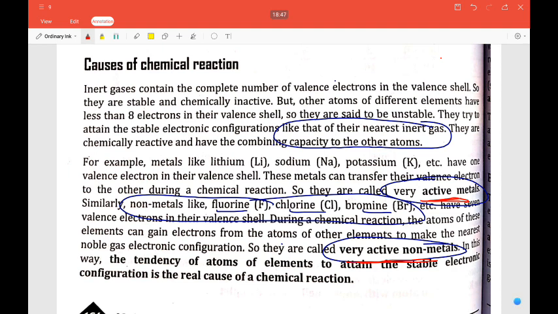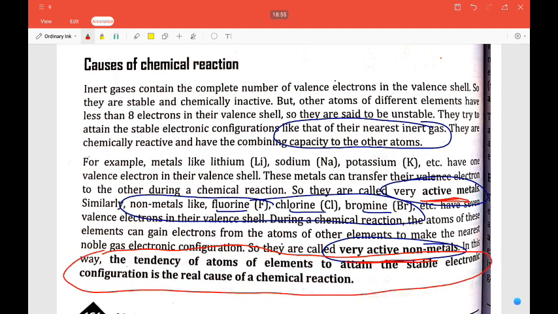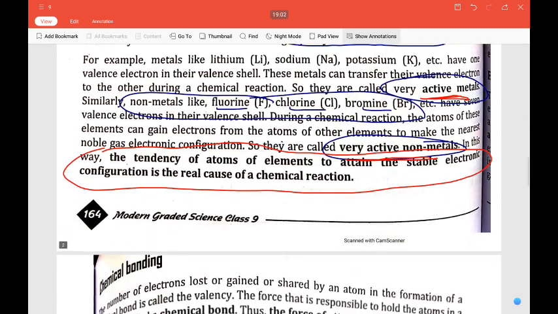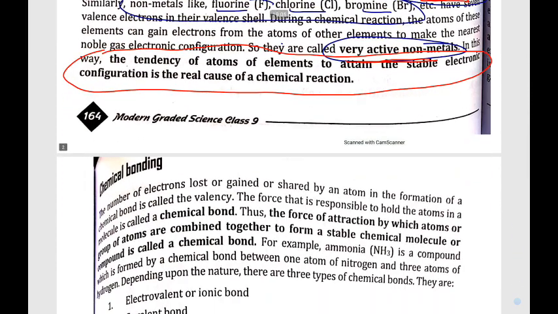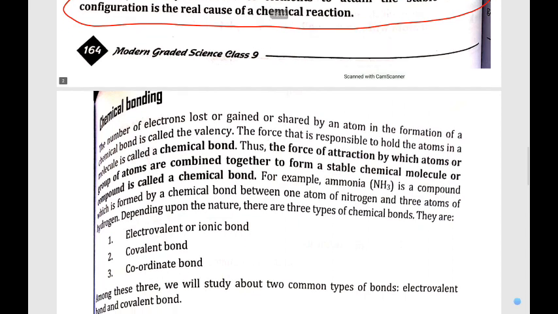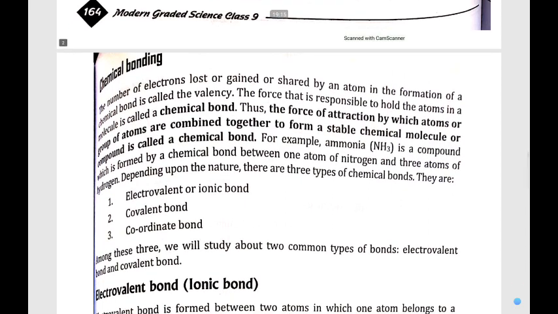So here is one definition. The tendency of atoms to attain the stable electronic configuration is the real cause of chemical reaction. They want to have a stable electronic configuration like that of inert gases. Because of that, chemical reaction takes place.